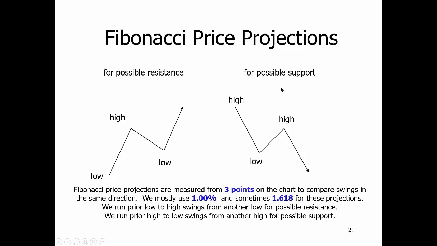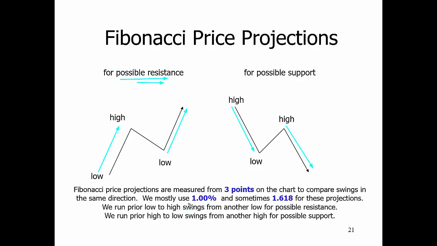All right, so we have retracements, we have extensions, and now we're going to look at price projections. This is the third type of price relationship that I use. And this is where you are using 3 points on the chart to come up with these levels. So for possible resistance, I'm going to measure a low to a high, and then I'm going to project from another low upwards for possible resistance. Or I'm going to take a prior high to low and project downward from another high for possible support.